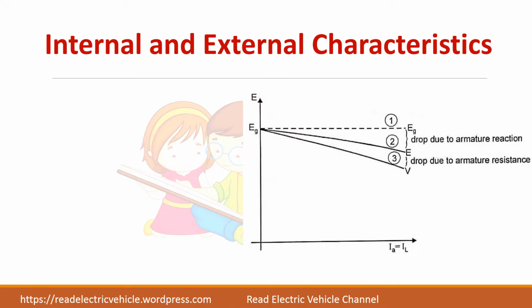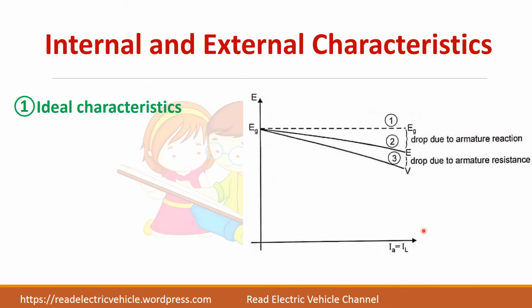Now let us see the internal and external characteristics. So this is drawn between the EMF as well as load current. So this is actually load characteristics. We are loading the machine and observing the performance. As you load the machine, the generator should produce constant voltage. If it produces constant voltage, we call it ideal characteristics, because practically that is not possible.